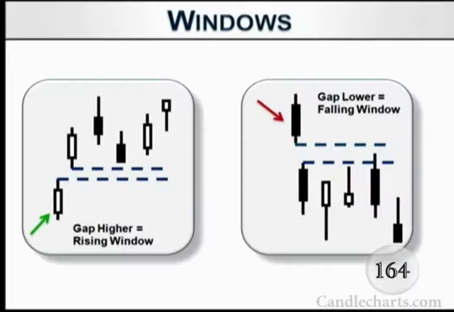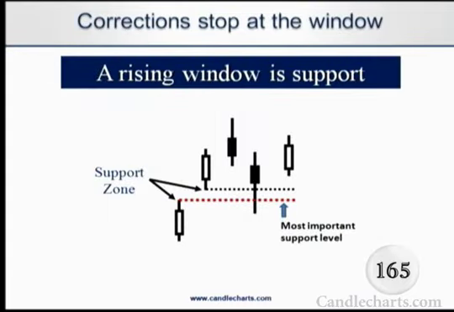There's no gaps in the Forex market, or few gaps. So the Japanese would say corrections stop at the window. And what that means is when we have a rising window, any pullbacks from the rising window should stop at the rising window's potential support area.